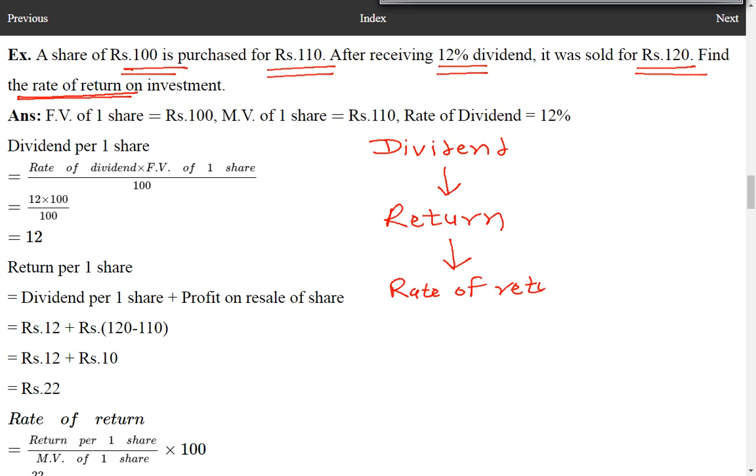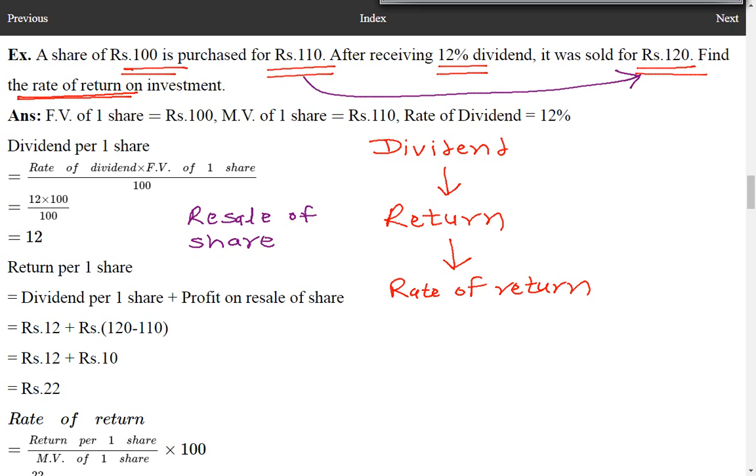So what is the difference between the previous example which we have solved and this one? In the previous example there was no resale, but here there is resale of shares with profit. It is with profit because a share of rupees 110 is sold for rupees 120. So there is a profit of rupees 10 per share. Now let us solve this example step by step.